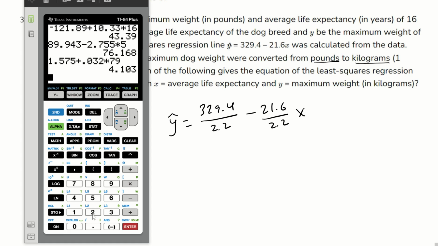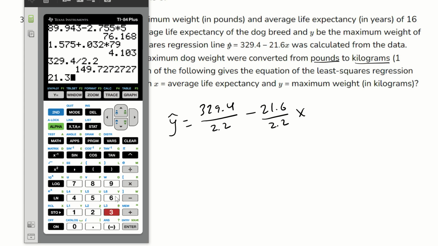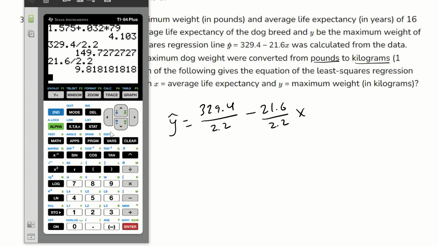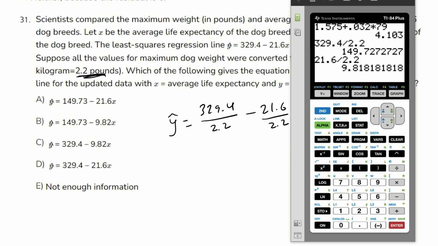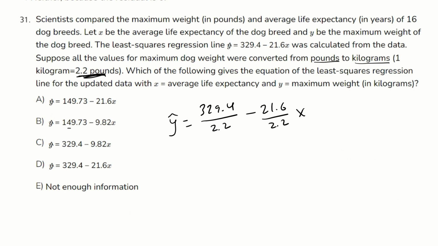329.4 divided by 2.2, and then we get 21.6. So 149 and 9.8. So it's got to be B for this one. 149.73 and 9.82. They're both going to change. If you change the units, both of them are going to change accordingly. The answer is B.